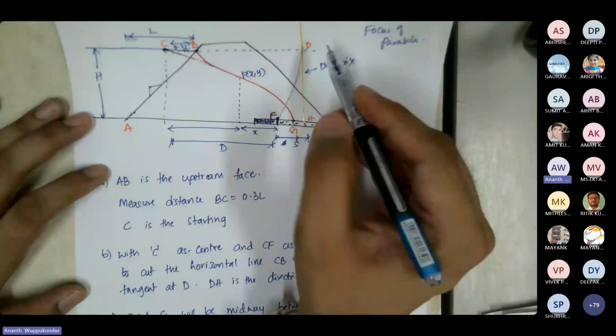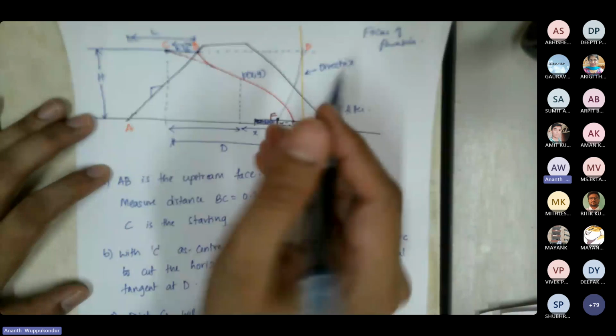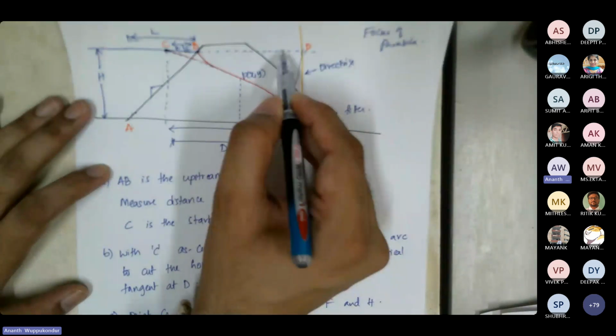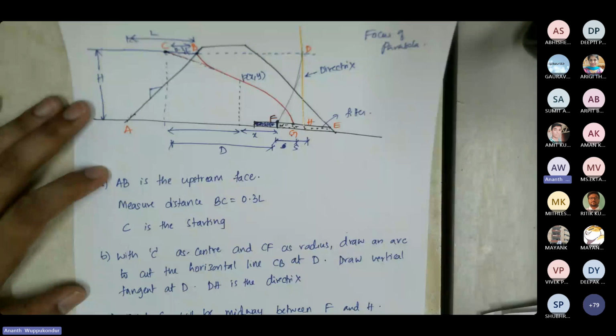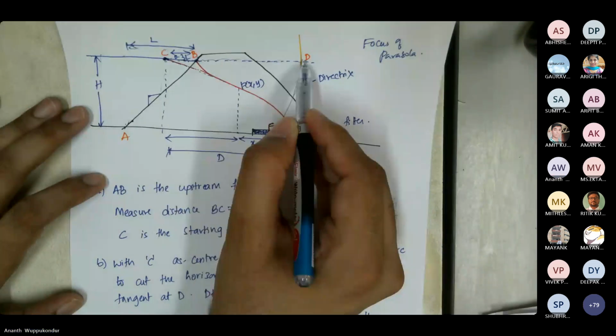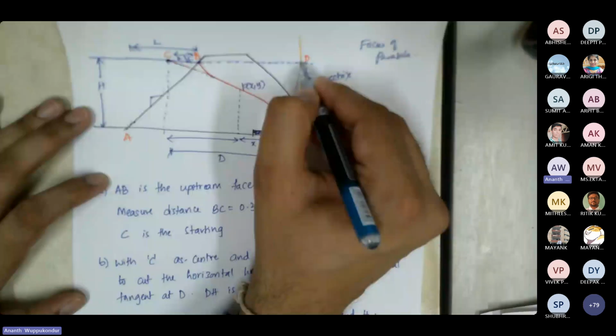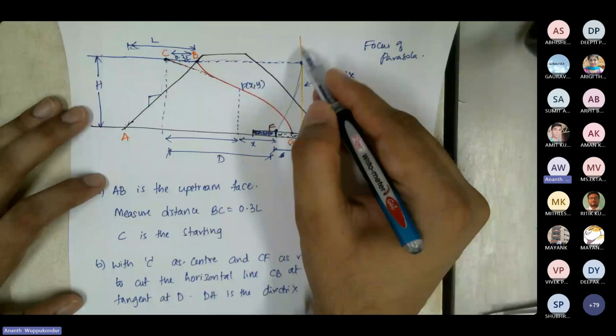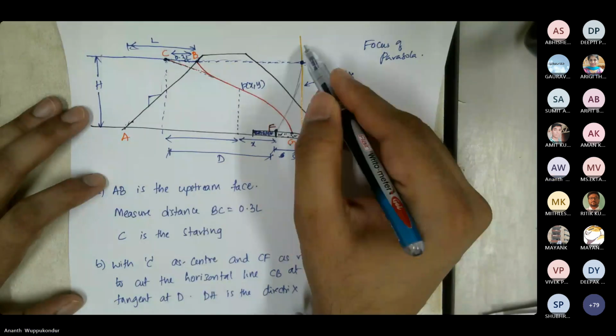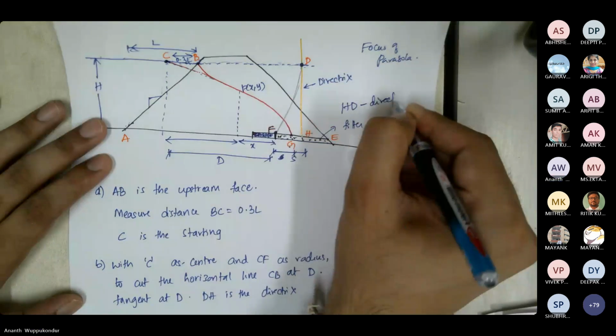So you draw an arc and then you see where this arc intersects this horizontal line CB. We know CB is just a horizontal line, so you extend CB. Then when you draw the arc, you know where the arc is going to intersect the horizontal line. That point becomes our point D. So if you draw a vertical line HD, that becomes the directrix of the parabola.